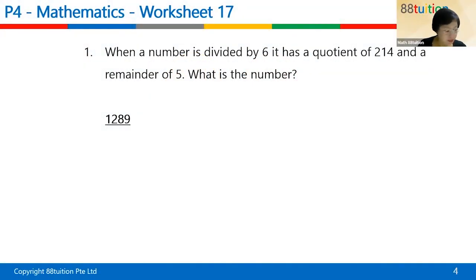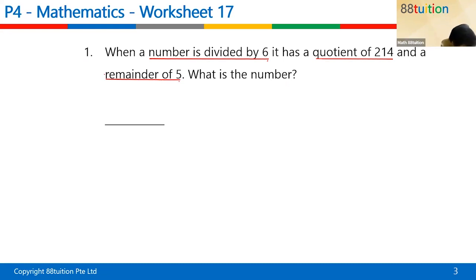Right, good. Okay, so let's start with question number 1. When a number is divided by 6, there is a quotient and there is a remainder of 5. So what is that number? The quotient is 214 and the remainder is 5.